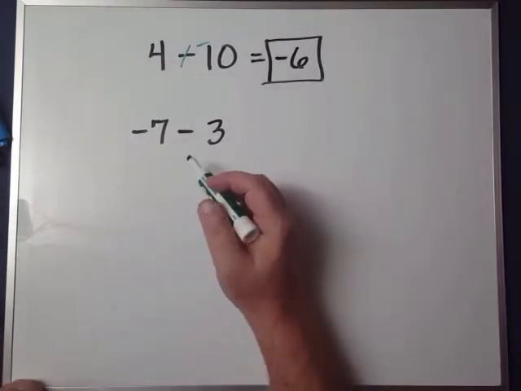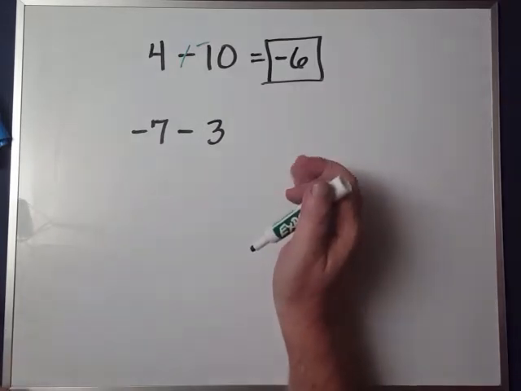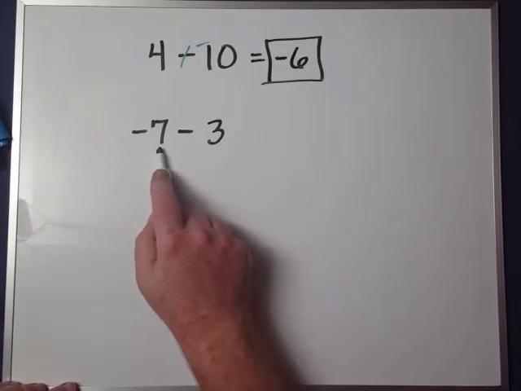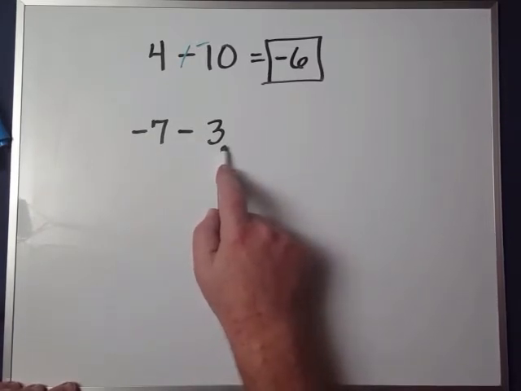In this problem, we're subtracting a negative minus a positive. Now, if you just stop and think about this for a minute, you've got negative 7 to begin with, and you take even 3 more away from that. You're further in the hole. You're down at negative 10.